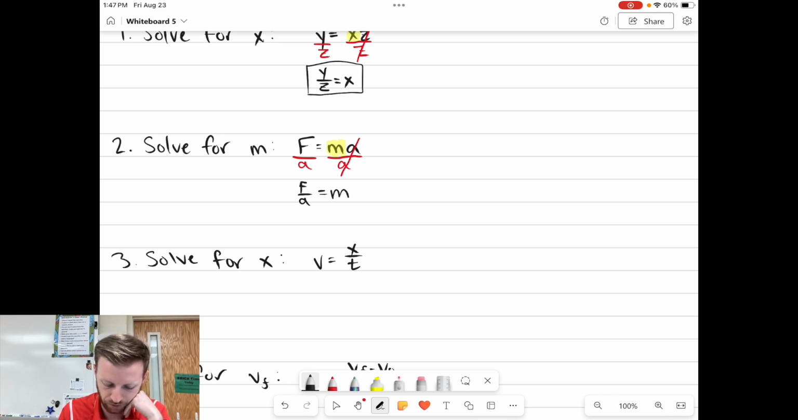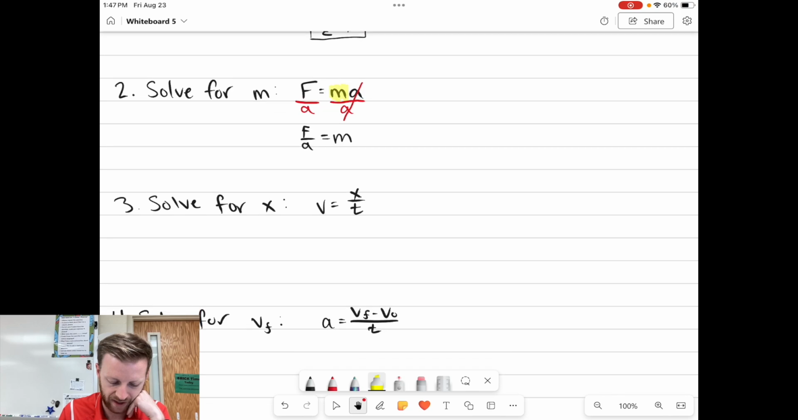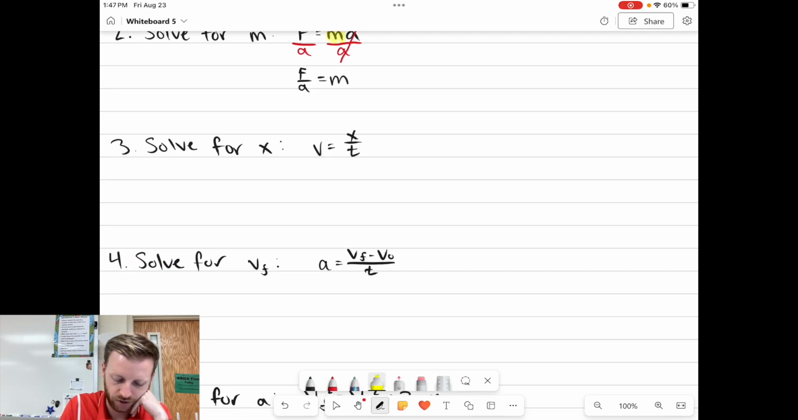All right, let's do number 3. We've got 5 examples total here. Number 3, solve for x. So x is up here in the numerator on the right side. So what do I have to do? Well, I can't divide by t. I got to get rid of the t to get x by itself. So instead, I'm going to multiply both sides by t, because that's the opposite of division. Those guys cancel. And so then I'm left with t v is equal to x. And that's my answer. Oh, got to make sure we're boxing them in.